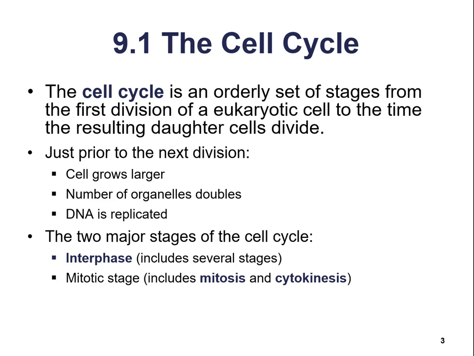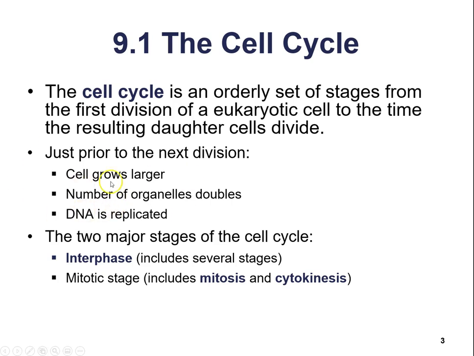All right, so what is the cell cycle, right? So the cell cycle says there is an orderly set of stages from the first division, so when the cell is first born, think of, to the time it's going to divide and produce daughter cells, okay? So that entire time is the life of the cell, the cycle of the cell.